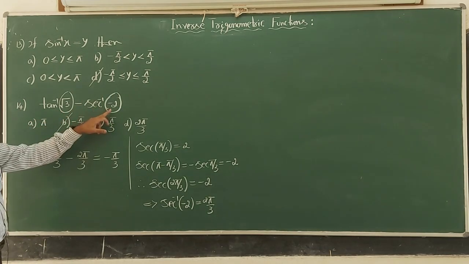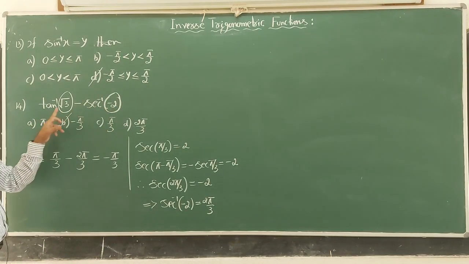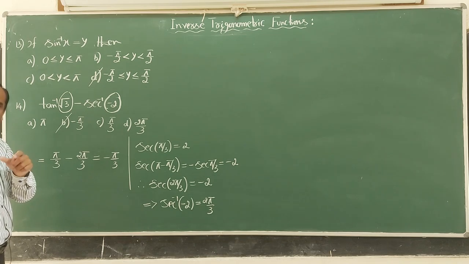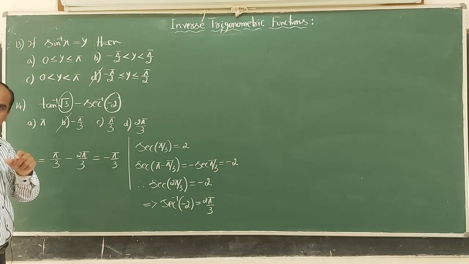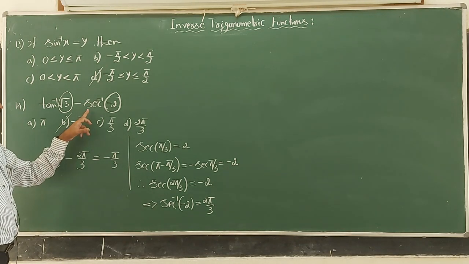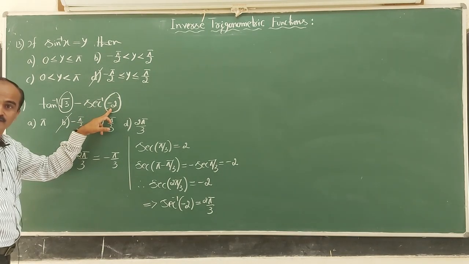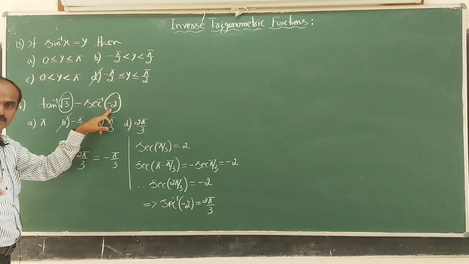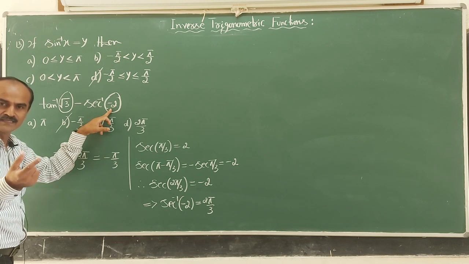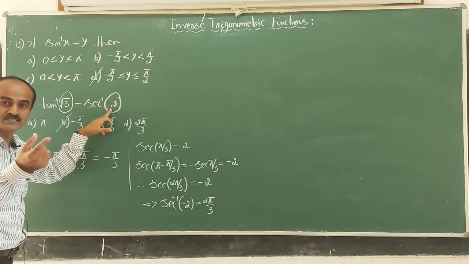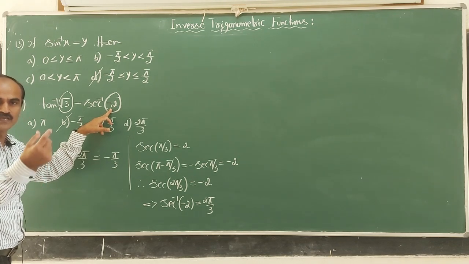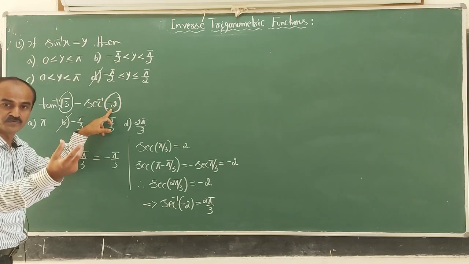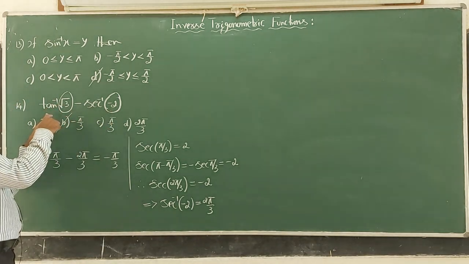One is positive, other is negative. Tan inverse of x, when x is positive, gives us angle in the range 0 to pi by 2. That is acute angle. Secant inverse of x, when x is negative, gives us the angle in the interval pi by 2 to pi. It is obtuse angle. We are subtracting obtuse angle from acute angle.